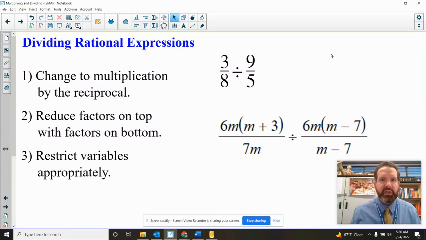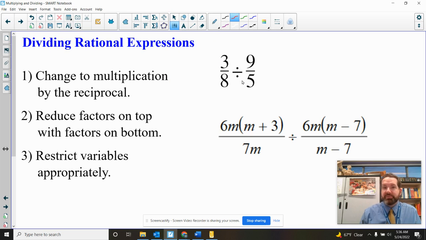Let's now divide our rational expressions. Again, rational expressions just means fractions, so probably not a bad idea just to review division by fractions, which is numbers, so we can remember the gist of the process.